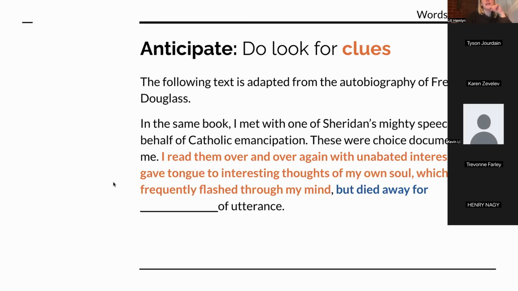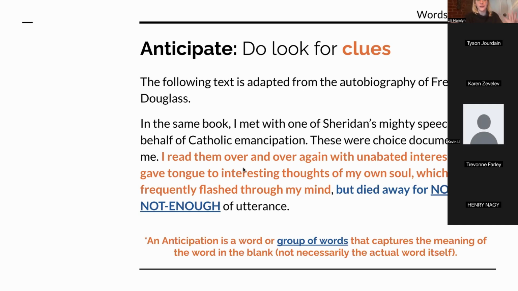So we've got desire and despair. I think there is definitely a sense of despair in this, that they died away. But does anyone know what utterance here means, being spoken, right? Yeah. Shaza, thank you so much. Lack is exactly perfect, right? They died away for lack of utterance. It's the fact that they're not spoken, so not enough utterance.